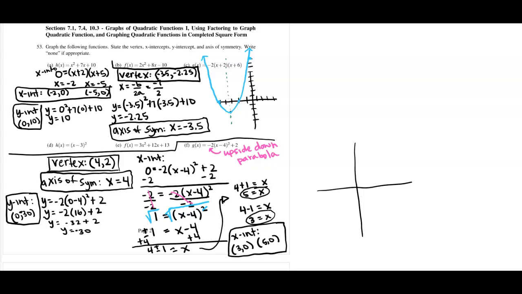And that's just a little check for us to double check when we're graphing these, right?